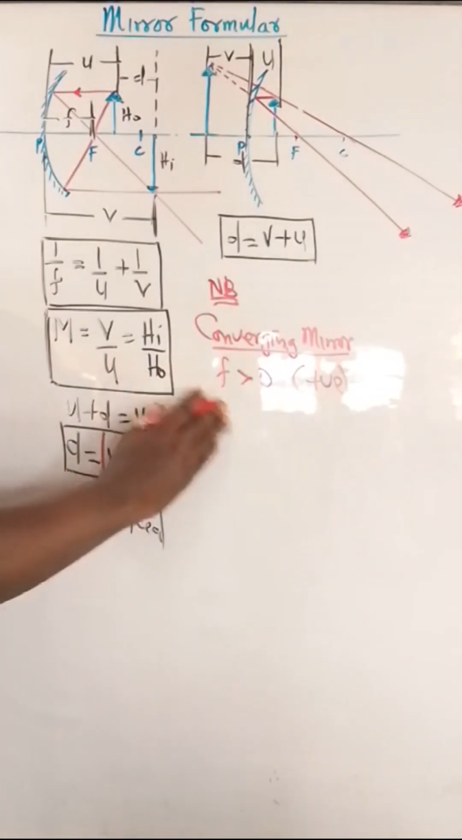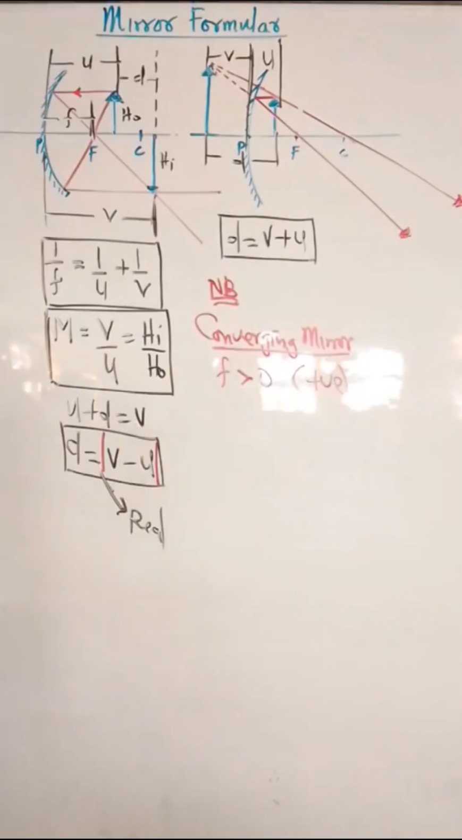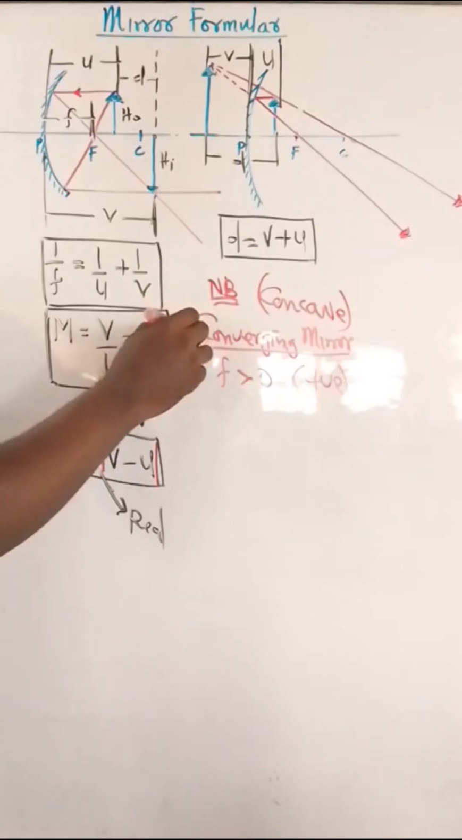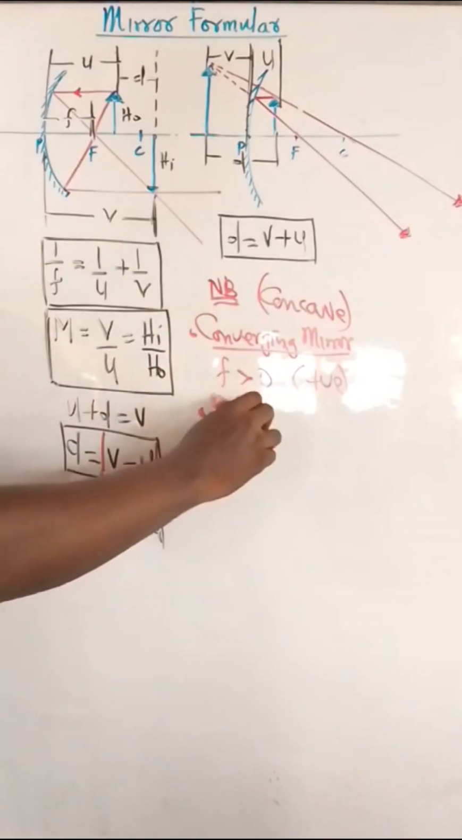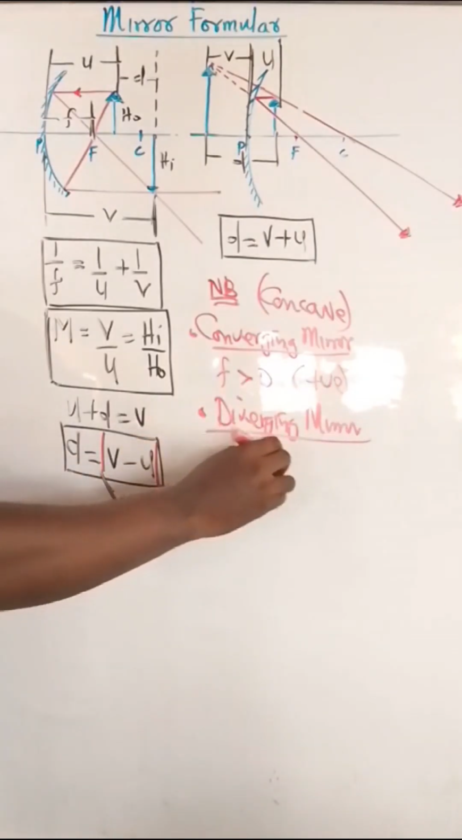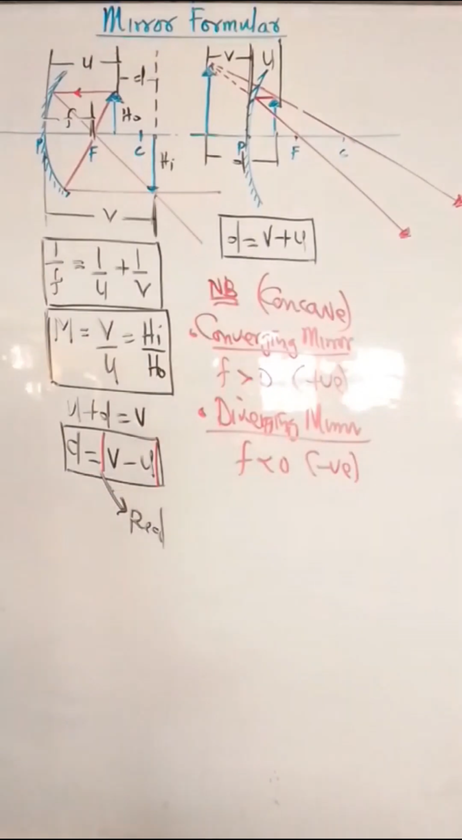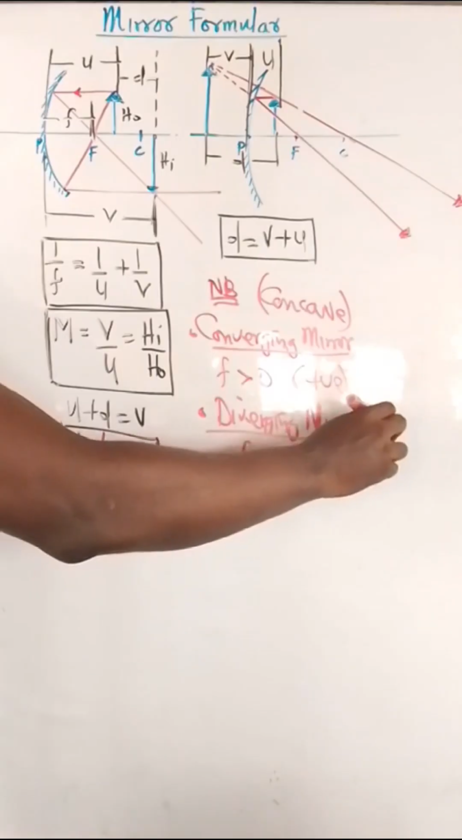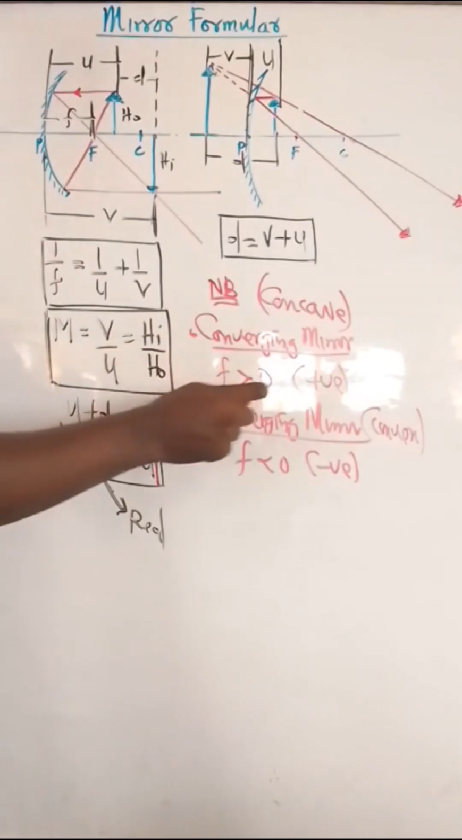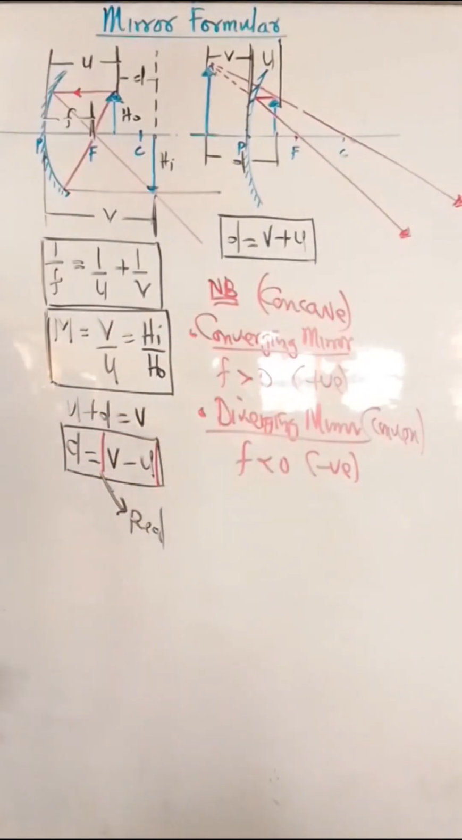Then for a diverging mirror, note, a converging mirror is also known as what? Concave. A concave mirror is converging. Then for a diverging mirror, f is less than 0, negative. Without being told, in any question we are given, just note for a diverging or convex mirror, the focal length is negative. Why? The focal length or the center of curvature is at the back of the mirror. We've explained this in our previous class. So for converging, f is plus; diverging, f is minus.